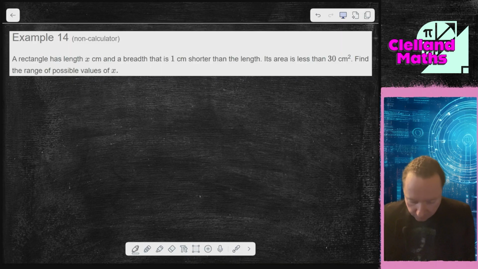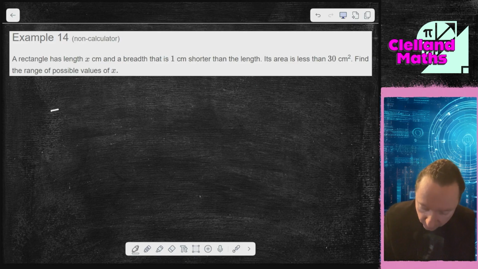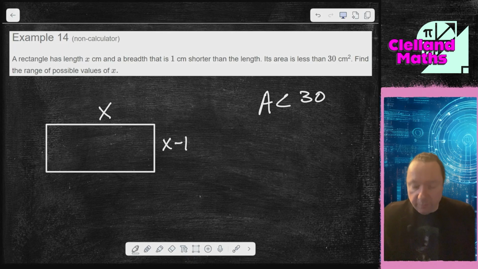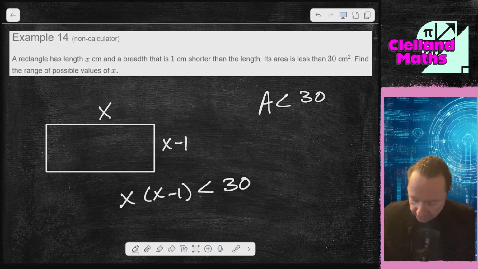Example 14. A rectangle has length x, breadth 1 centimetre shorter than length. Area is less than 30. Calculate the range of possible values of x. So I'm going to have to create some sort of equation or inequality here. Let me just draw a rectangle so I can visualize this. Its length is x. Its breadth is 1 centimetre shorter than length. 1 less, x minus 1 then. And the area is less than 30. Well, how do you do the area? Length times breadth. So it's just x times x minus 1 is less than 30.